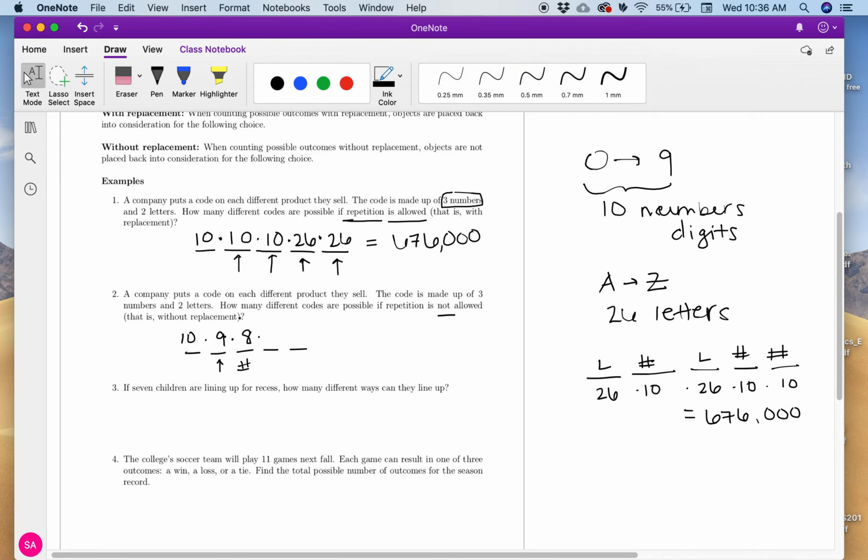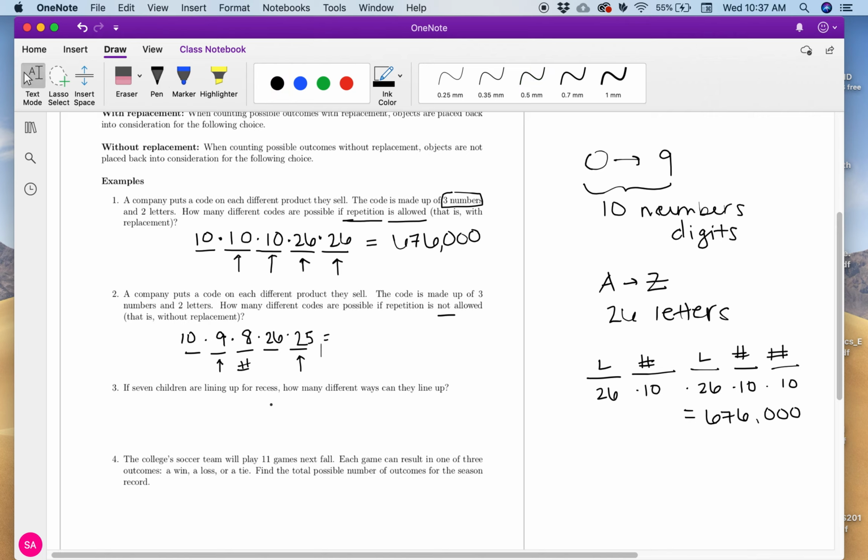There's 2 letters. So once again, the first letter, we have lots of choices. There's 26 letters in the alphabet. Now, if we pick one of those letters and we can't reuse it, how many letters do we have to pick from for the second letter? 25. And now we're going to multiply all of this together.